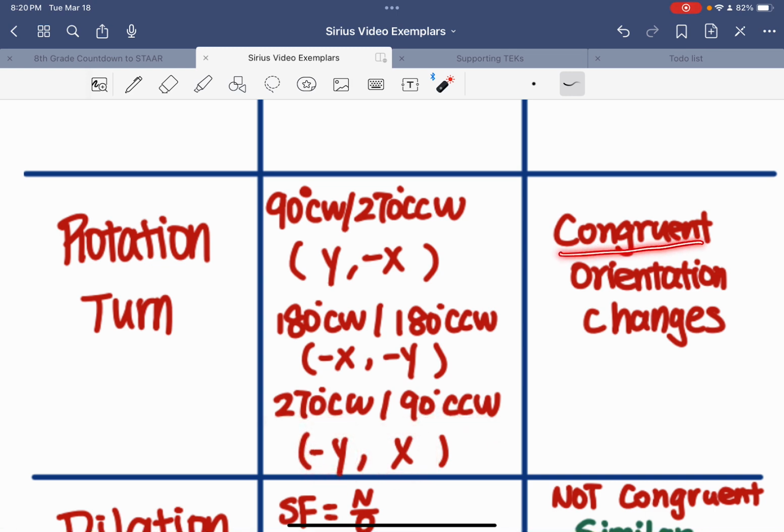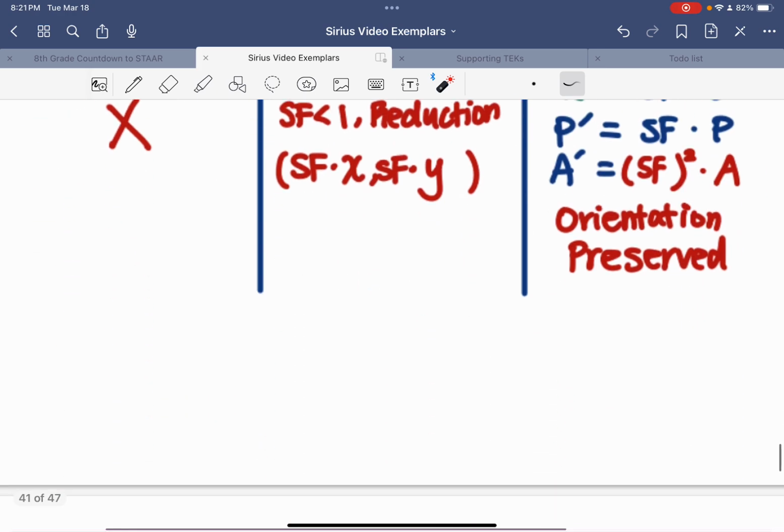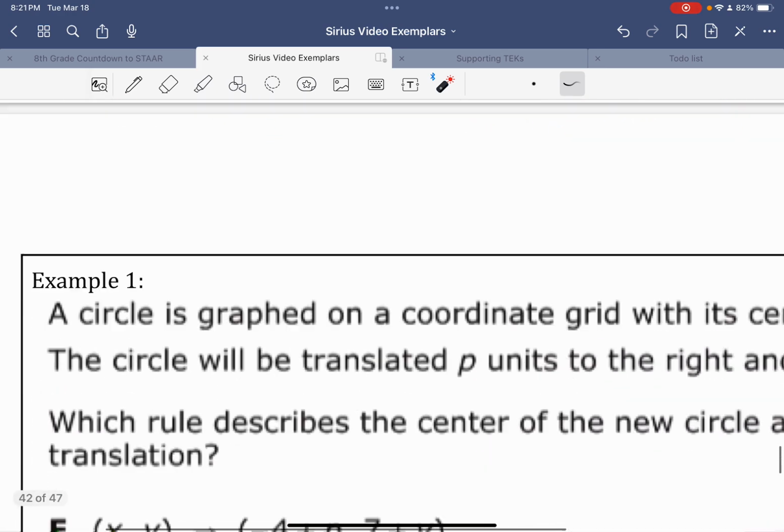Pre-image and image will be congruent again. Orientation should change because you rotate a figure. Like if you have a rectangle like this, 90-degree, it will face another way, right? And then we'll talk about dilation in the next lesson.